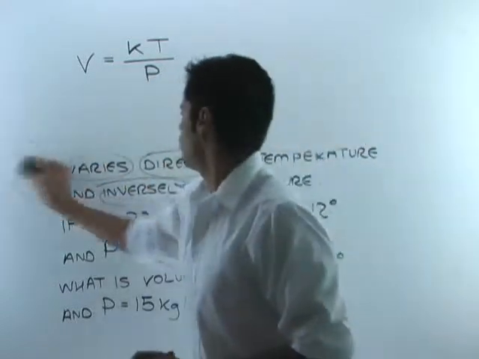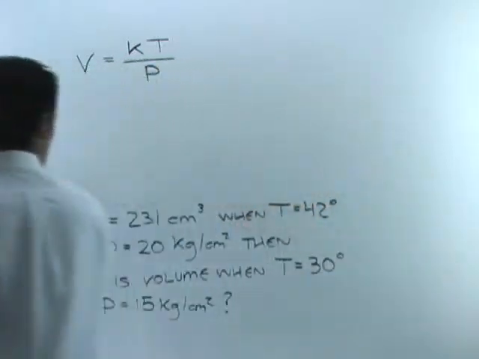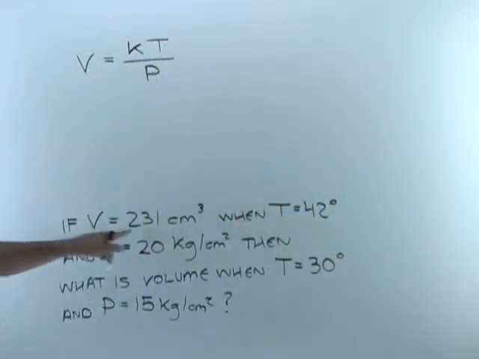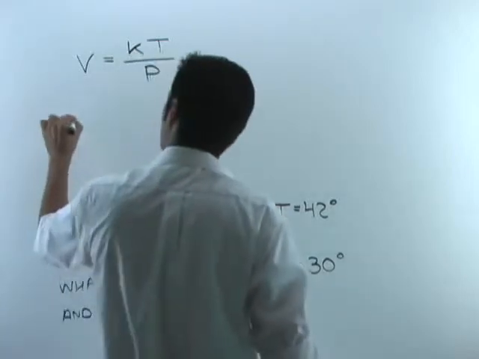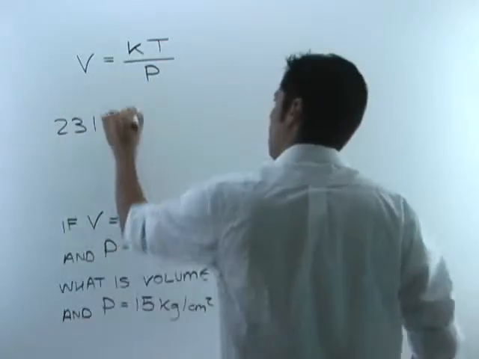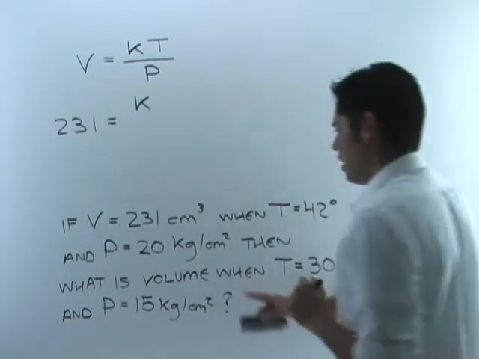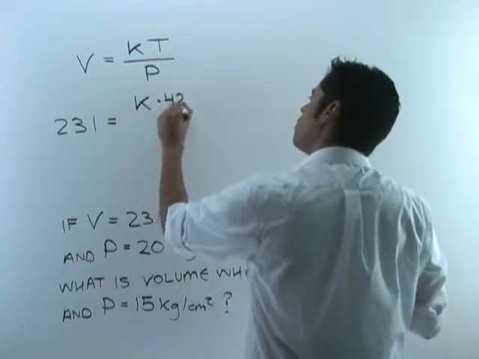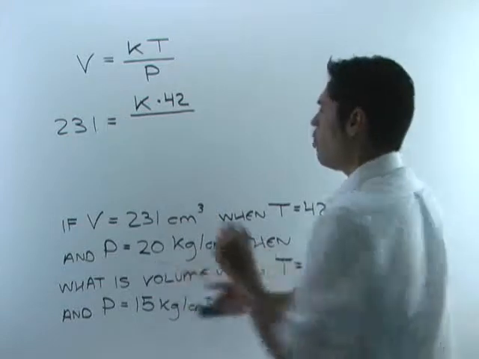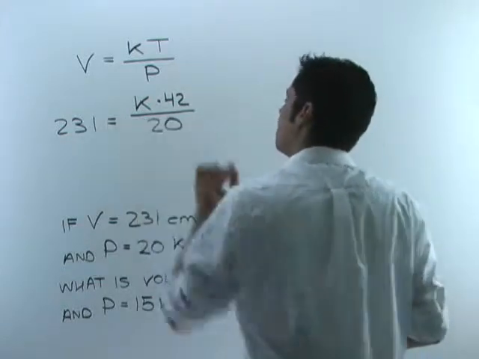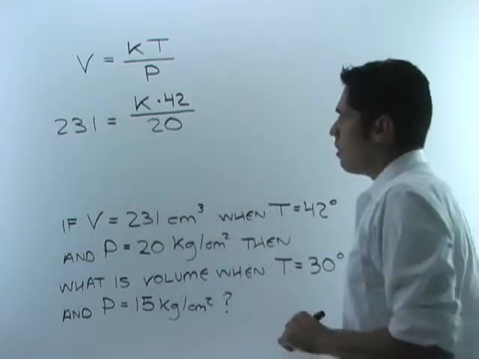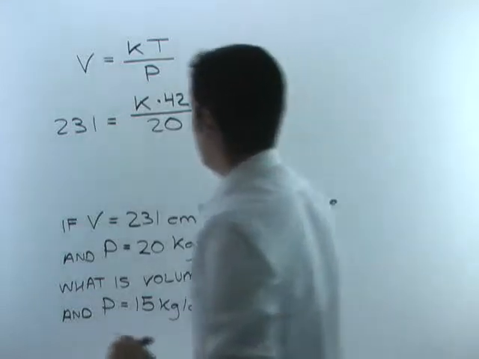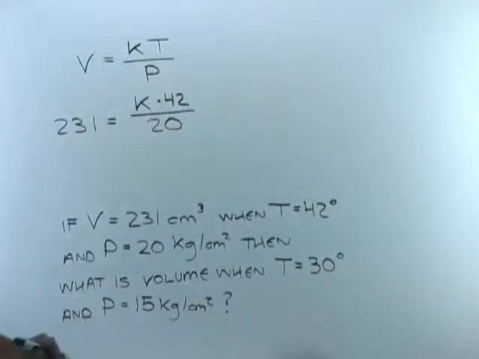So my given information says that when the volume is 231, so the left side is 231, we have K, which we're trying to find. When the temperature is 42, so I multiply here 42, and the pressure is 20, I should be able to go ahead and figure out what our constant of variation is. So let me go ahead and do this.